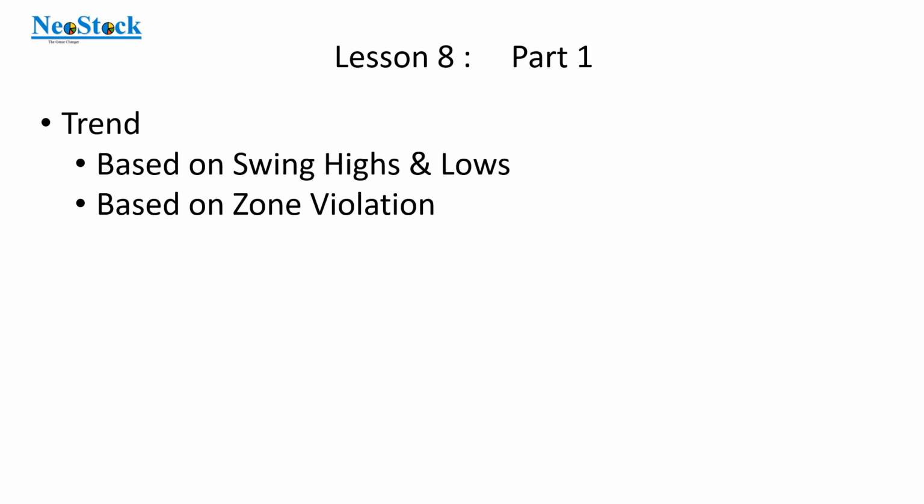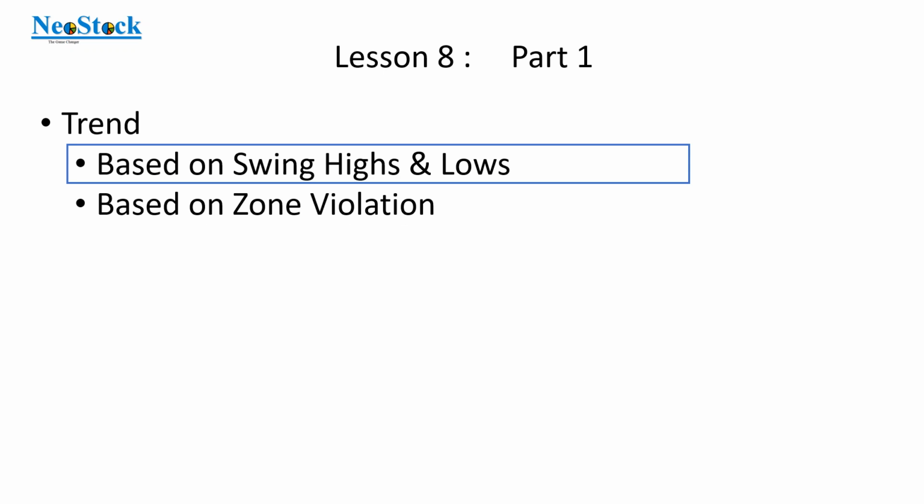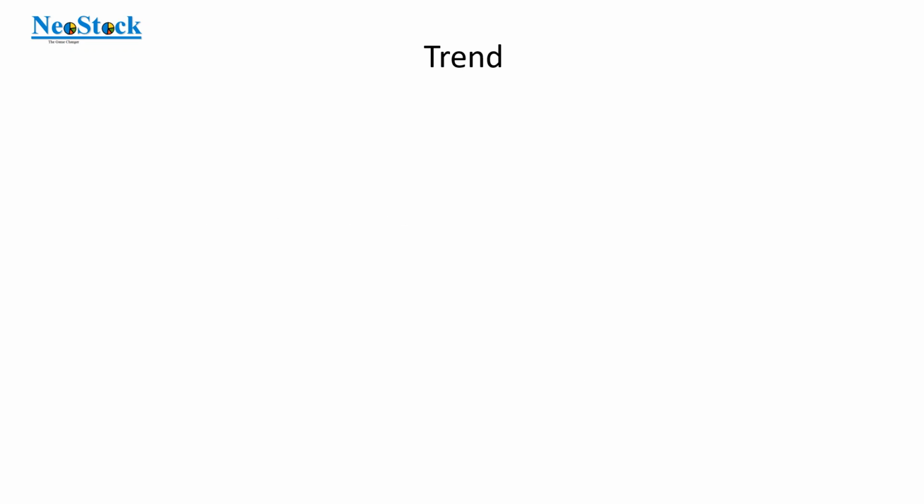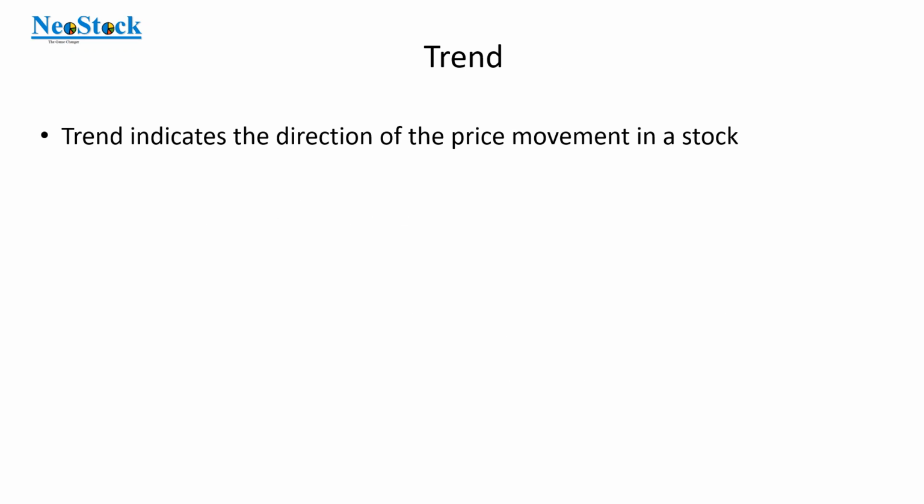In this lesson, we discuss trend based on swing highs and lows. And this is one of the most efficient methods of calculating the trend. First of all, what is a trend? A trend indicates the direction of the price movement in a stock. I repeat, trend indicates the direction of the price movement.